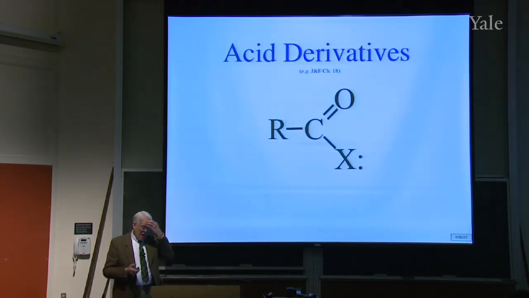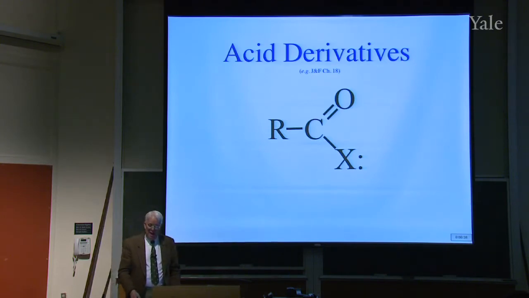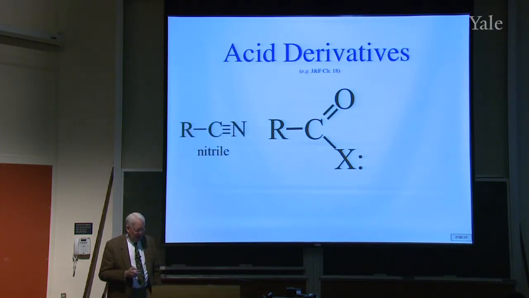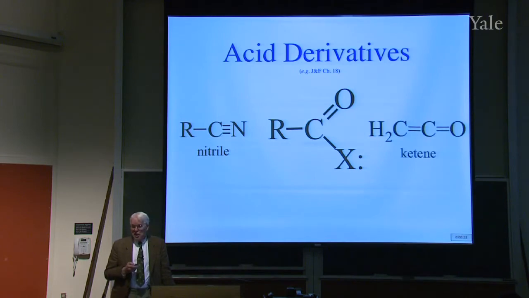Okay, so we're talking about acid derivatives. We've just been talking about acids, but acid derivatives are things where you have some other group there, X, with an unshared pair, not OH. Okay, so one example that's called an acid derivative is a nitrile that we just talked about. Another one is a ketene.